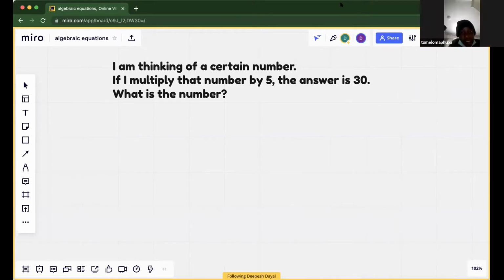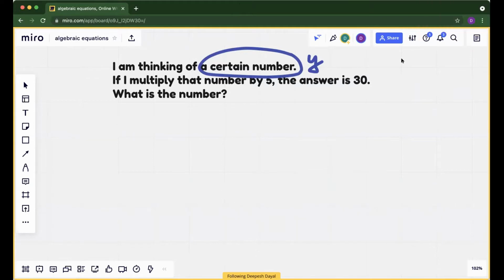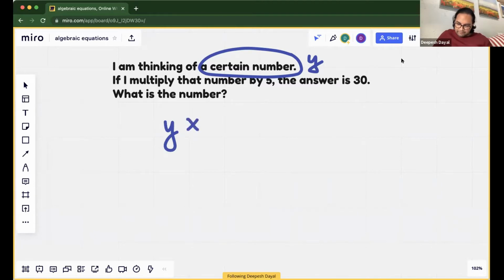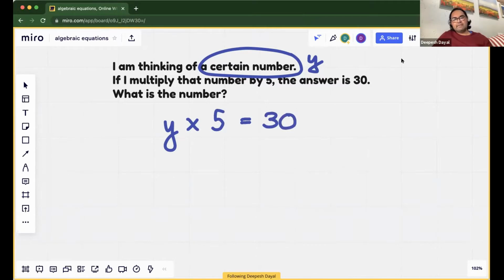6. You're saying it's 6. Let's see what others are saying. Yeah, 6. So how can I write this? Say I call that certain number y, right? How can I write this as an equation? Y times 5 equals 30. That's right. So y times 5 equals 30.